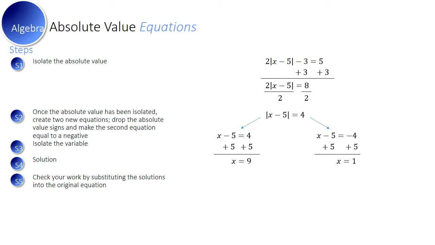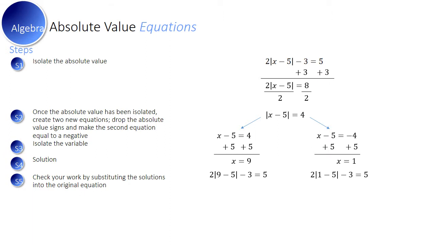But we do want to go back and check just to make sure that we've got the correct solutions. So in order to do this, all we're going to do is take what x is equal to and substitute it into the original equation. So if we take x equals 9, we're going to do 2 times the absolute value of 9 minus 5, minus 3 equals 5. Work inside the absolute value first.